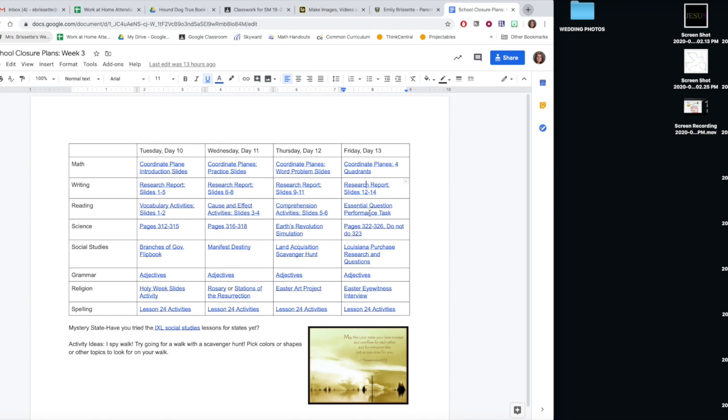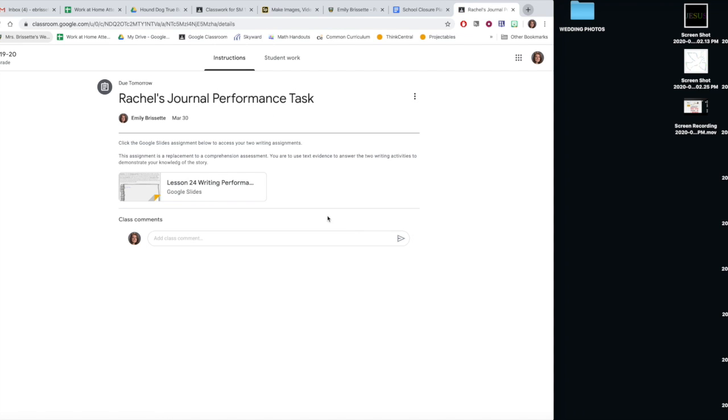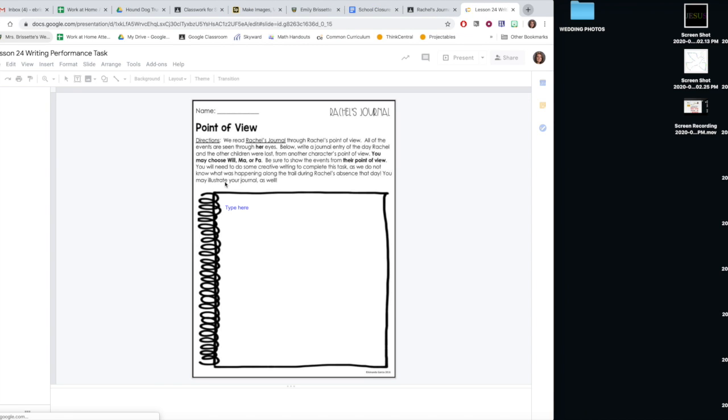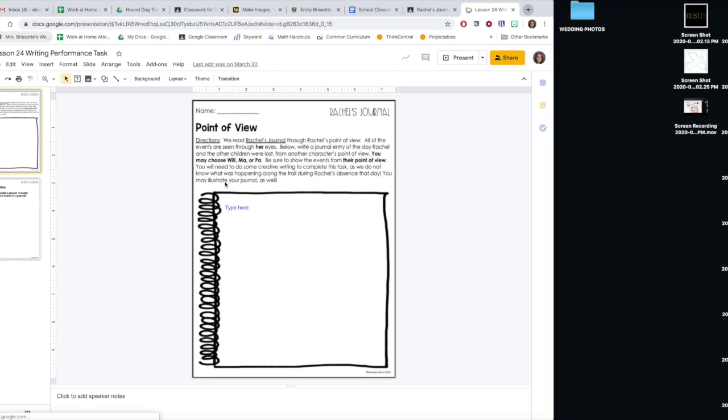For reading, you should have the reading activities finished from the Google Slides, and I have one last thing to finish up and you'll be all done with Lesson 24 story. So this story has been told through Rachel's perspective, or her point of view in the story Rachel's Journey. Your job is to write a journal entry of Rachel and the other children who are lost, but using a different character. So you could choose Will, Ma, or Pa, and you're going to be telling the events as if it was their perspective.